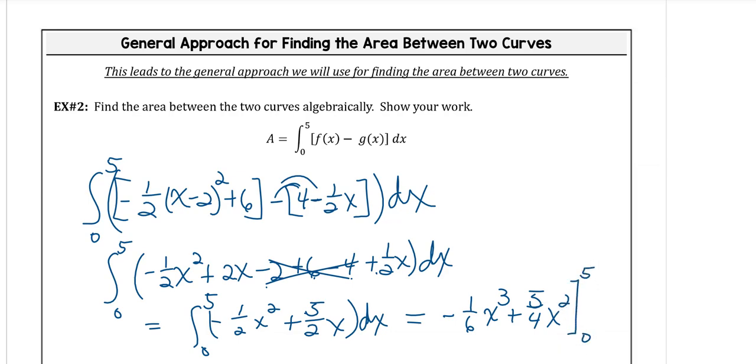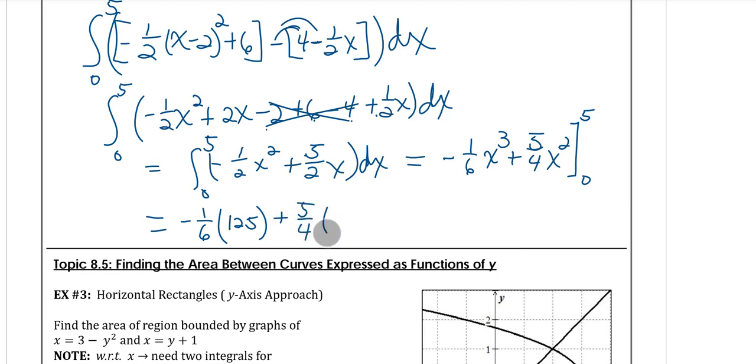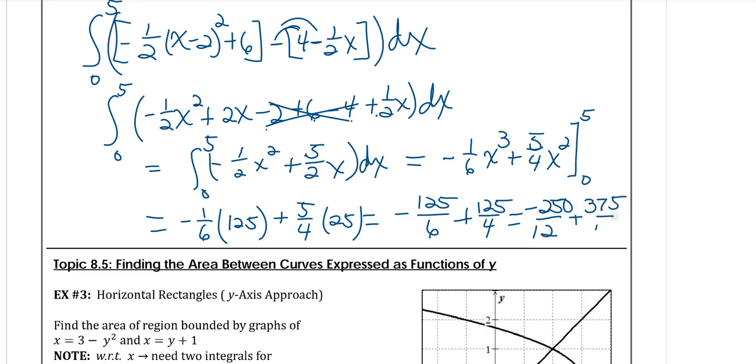So hopefully we are going to get 125/2. That's the goal here. So let's substitute and find out. So we're going to have negative 1/6 times 125 plus 5/4 times 25. So that's going to give us negative 125 over 6 plus 125 over 4. Finding a common denominator, we get negative 250 over 12 plus 375 over 12, which gives us 125 over 12, which is the same answer.